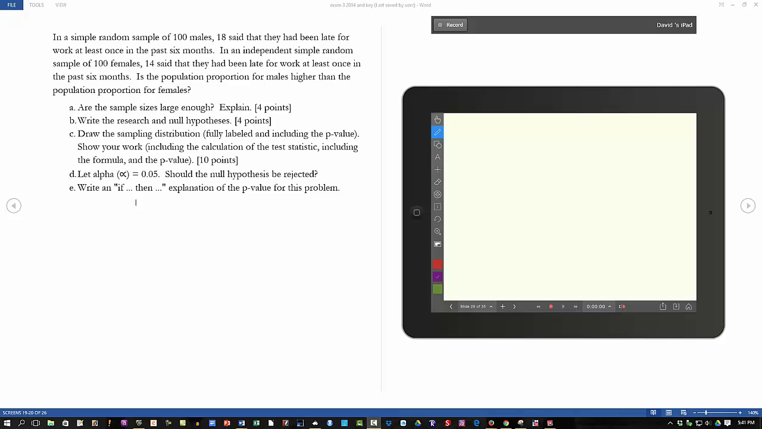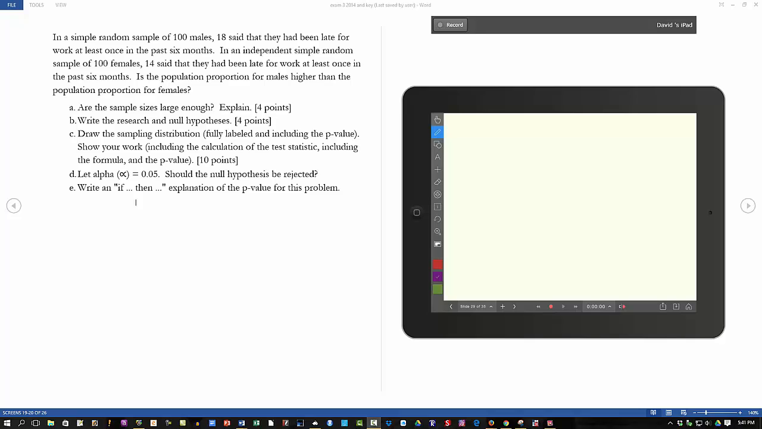I'll skip down since I just read that question on B, the research and the null hypothesis. The null will be that PA is equal to PB, or I think when I wrote this, I have done PM is equal to PF for male and female, and then the alternative research will be that PM greater than PF. The sample size, remember, this is back to part A here, are the sample sizes large enough?